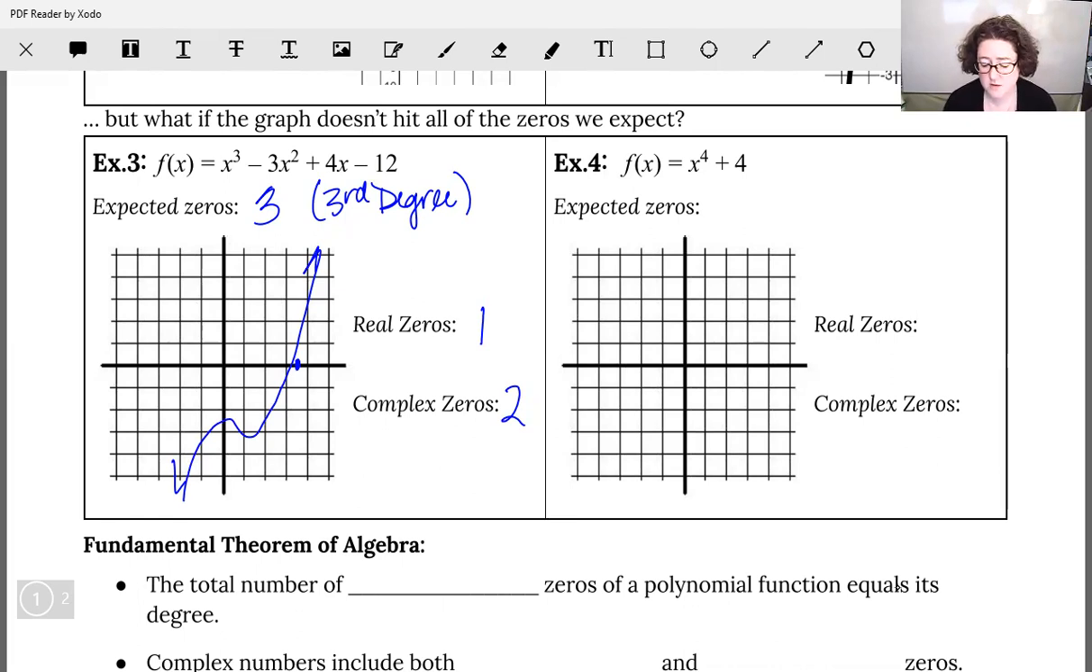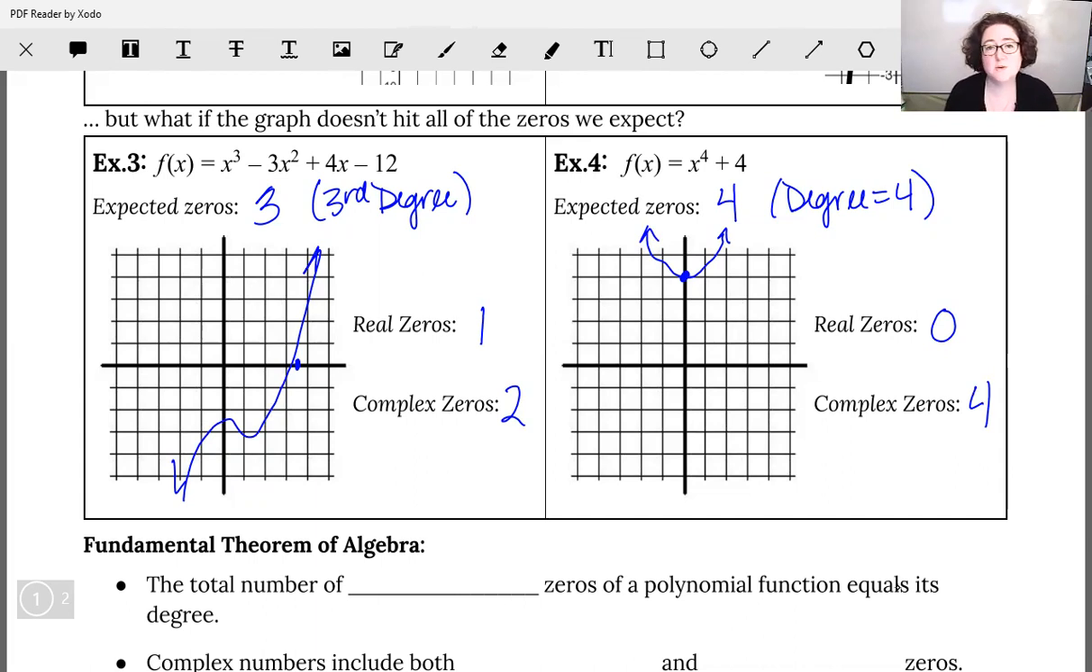Okay, what about example 4? So same thing, x to the 4th plus 4. Now, I'm going to cheat a little bit. Just looking at the degree, I would expect 4 zeros because degree equals 4. But if I graph this out and test this out on Desmos, what's really going to happen is I'm going to have kind of a parabola looking thing up at 4. It just got pushed up 4 units. So in this case, no x-intercepts means I have no real zeros whatsoever. So somehow I need to be able to account for 4 complex zeros on this one.